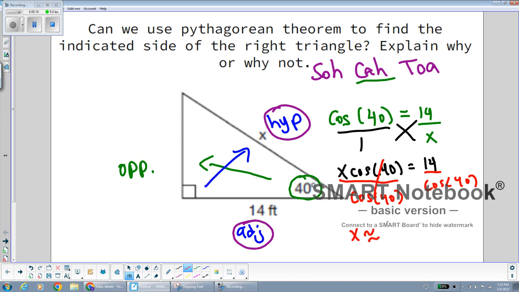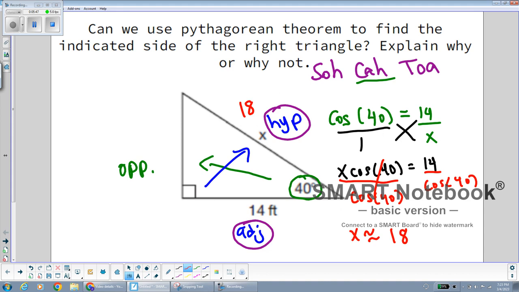And I have x is approximately, let me get my calculator out. So in my calculator, I'm going to type 14 divided by cosine, so the COS button on your calculator, and 40 degrees inside the parentheses. And on my calculator, I got about 18. And I just rounded to the nearest whole number. It was 18.27. So I just rounded to about 18. So x is approximately a length of 18.